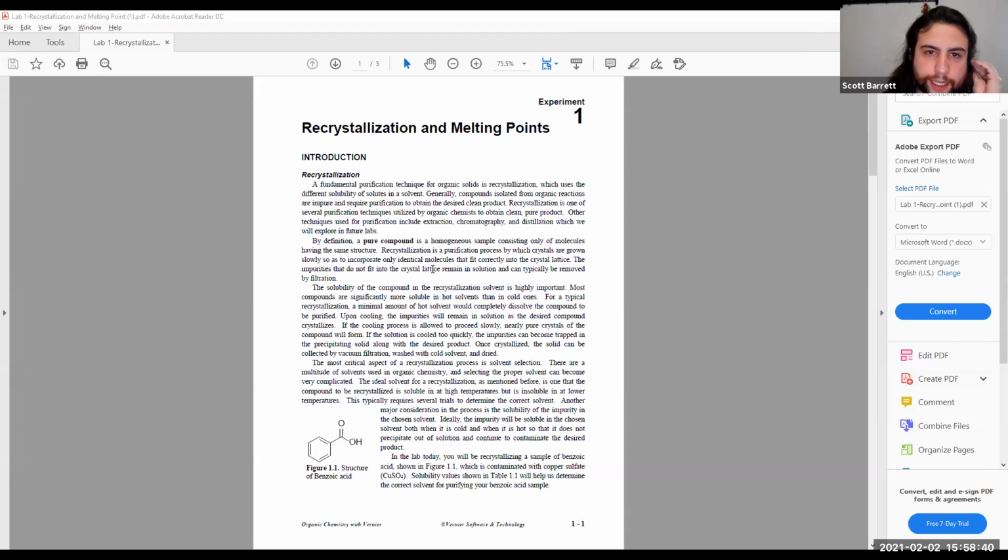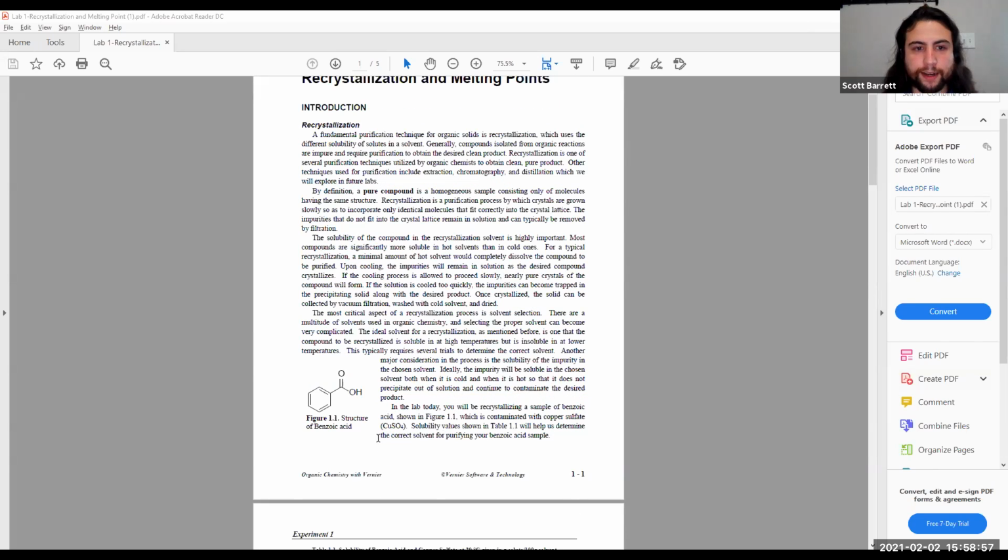So within recrystallization itself, we're going to go forward and look to see, what exactly is recrystallization? Well, recrystallization is the act of taking a pure compound out of an impure compound or mixture. So the idea is that in this experiment, we have copper sulfate and benzoic acid, and we're going to want to separate them. The idea of a pure compound would just be benzoic acid alone or copper sulfate alone.